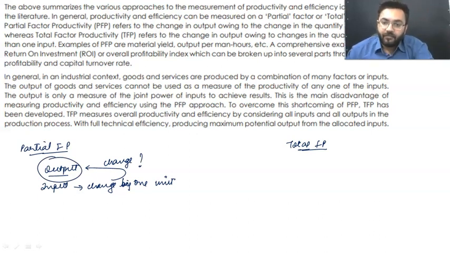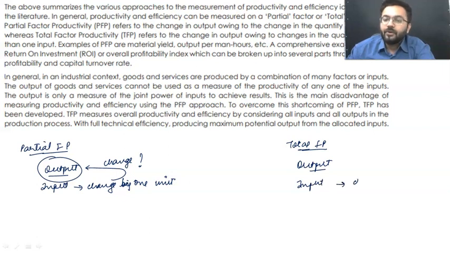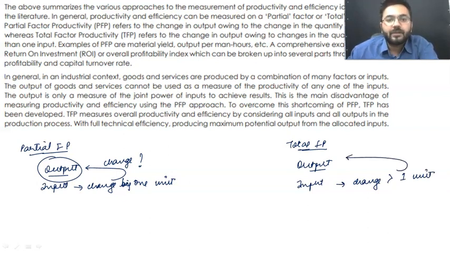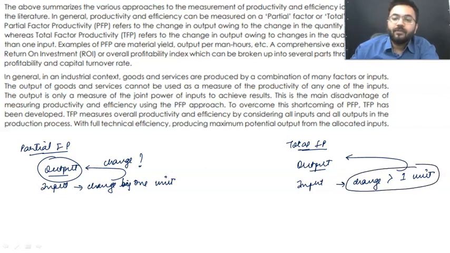Total means you have the output and you have input. If in input there is going to be a change of more than 1 unit, how is it going to impact the output? That means total factor productivity by changing the inputs, right? If you are going to change the quantity, I'm not talking about the quality, I'm talking about the quantity of inputs, how that is going to impact your output. That is all about factor productivity, or factor production, whatever you want to call it.